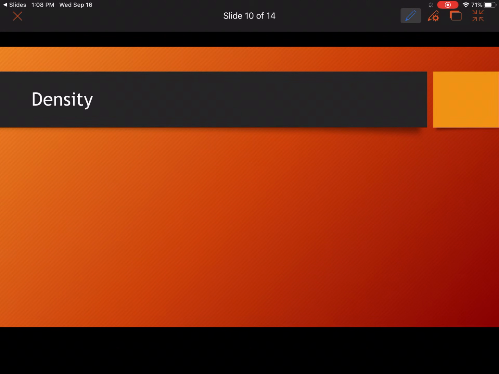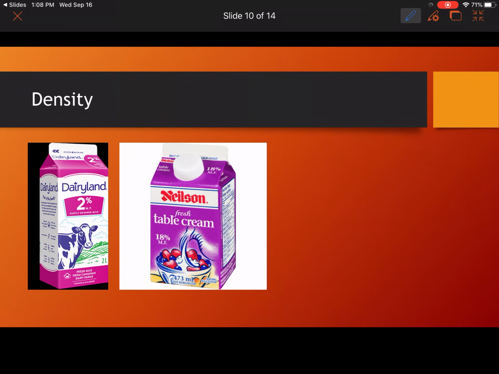Next, we're going to talk about density. So what is density? I want you to think of these 2 things here. We have 2% milk versus cream. Most people have had experience at some time in their life with looking at the difference between the 2% milk and the cream. Now, we know that the cream is a lot thicker, right? Then it pours slower than the milk. But if I asked you, which one is more dense, what would you say? I want you to just take a second and come up with an answer. Now, most people would say that the cream has a higher density.